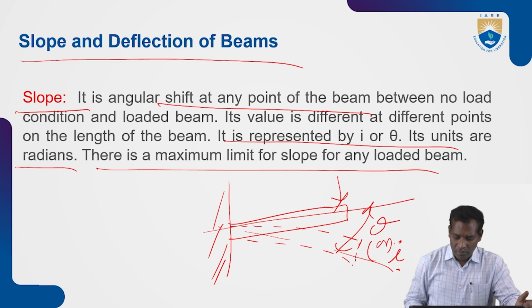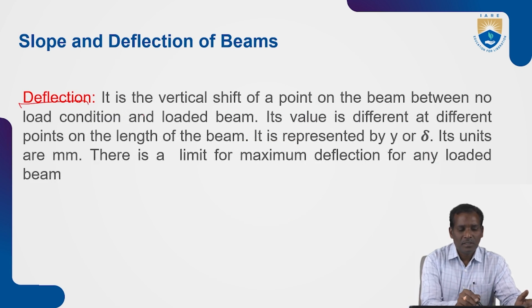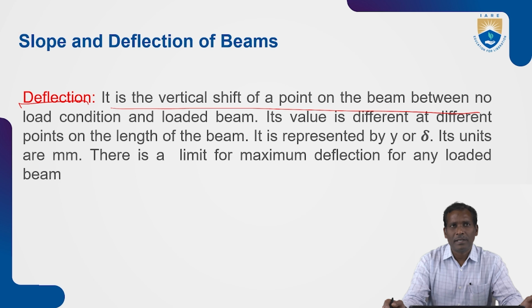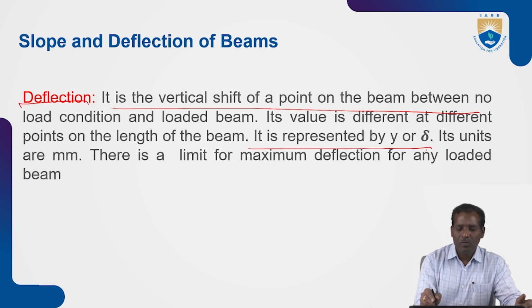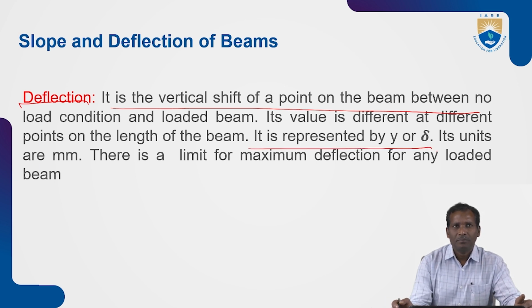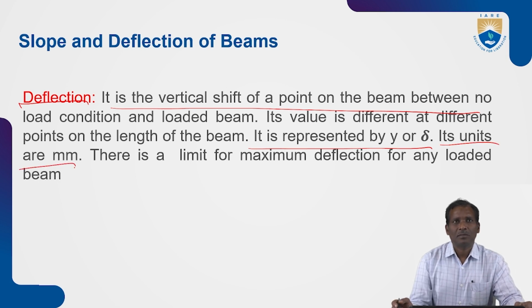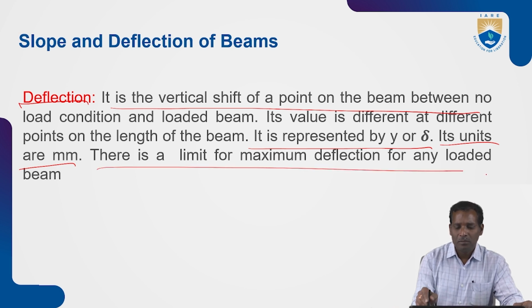Similarly, the deflection is the vertical shift of a point on the beam between the no load condition and a loaded beam. Its value is different at different points on the length of the beam. It is represented by Y or delta. Its units are mm. There is a limit for maximum deflection for any loaded beam.